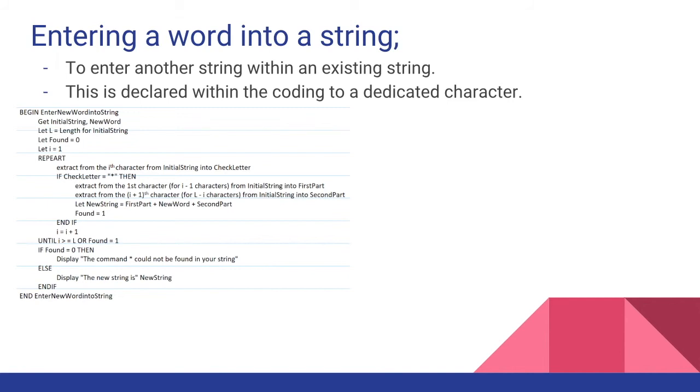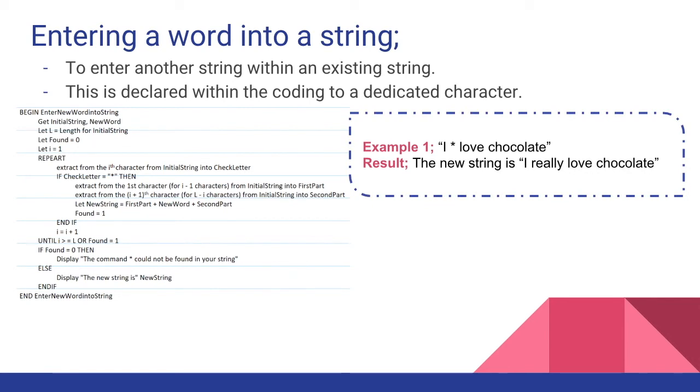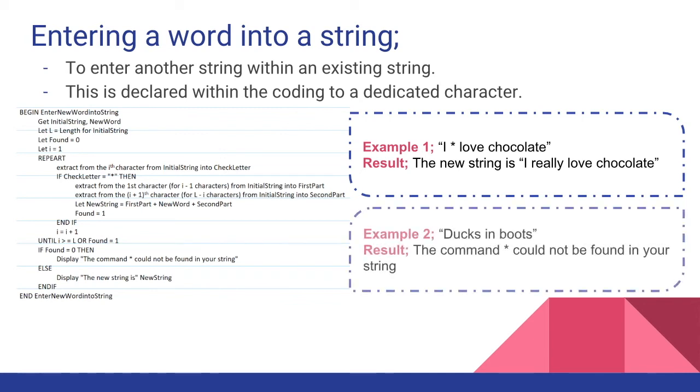When a command is detected in the coding, if there is an intention to add something within the string, a dedicated character will be present to show that something will be placed there. Within this algorithm, the symbol of the asterisk is declared, which is used as one of the strings. In the first string, I asterisk love chocolate, if the asterisk was declared to add in the string really, it would split the 2 sections apart, add in the declared string, and change the string to I really love chocolate. In the second example, ducks in boots would be entered, and the algorithm would not find the command and would state: the command asterisk cannot be found in your string.